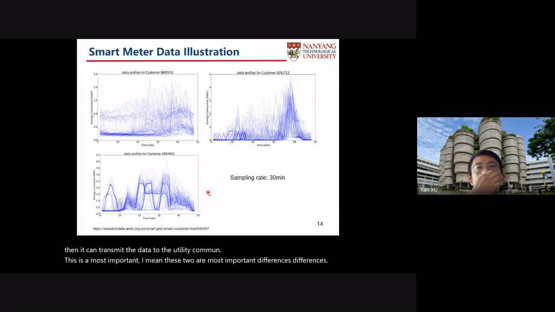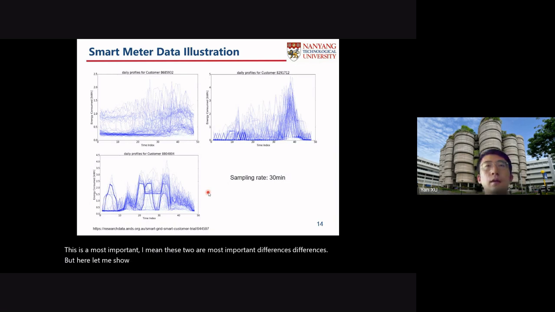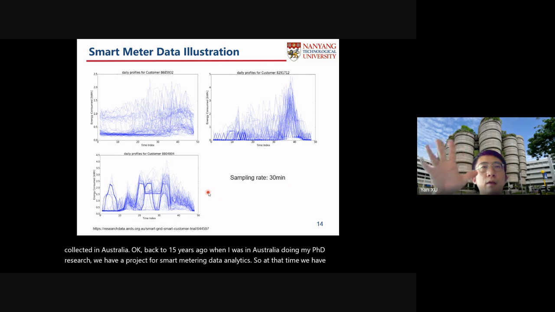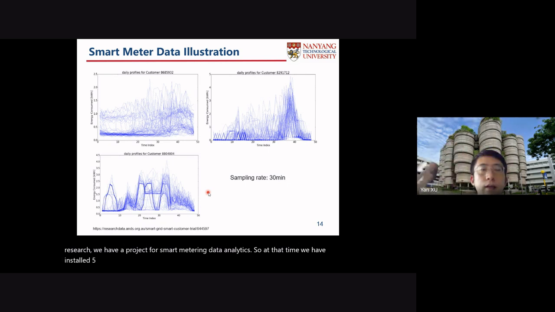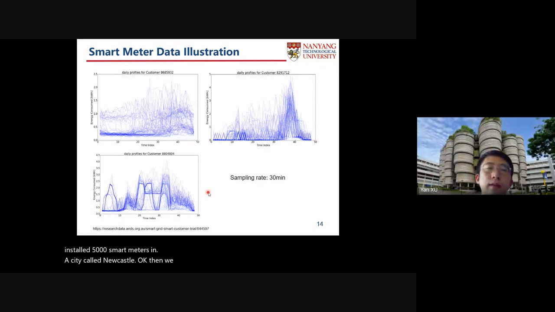But here, let me show you some practical examples of smart metering data, which were collected in Australia. Back 15 years ago when I was in Australia doing my PhD research, we had a project for smart metering data analytics. At that time, we installed 5,000 smart meters in a city called Newcastle. Then we collected the customers' data and performed some data analytics.